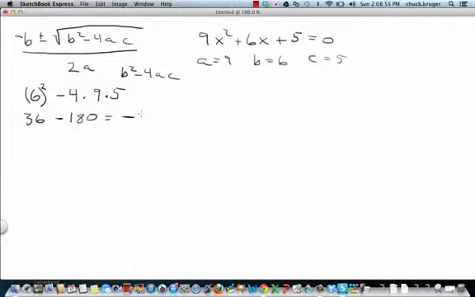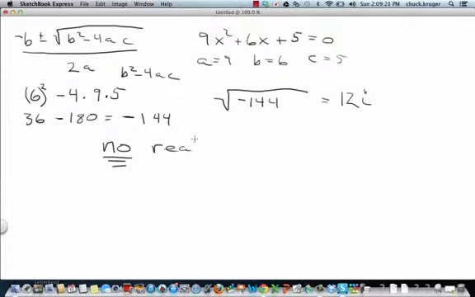And so in this case, I get a negative 144. Well, what does that mean? That means inside this square root I have a negative 144. We know about i, and we can say that this is equivalent to 12i. It means we have no real solutions. What we have are two imaginary solutions.